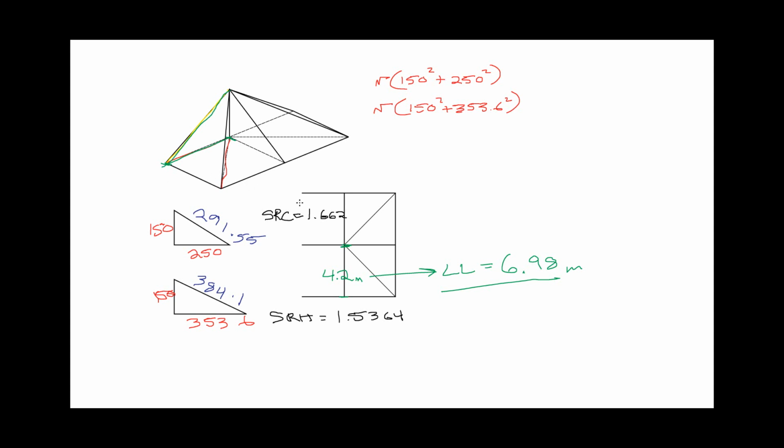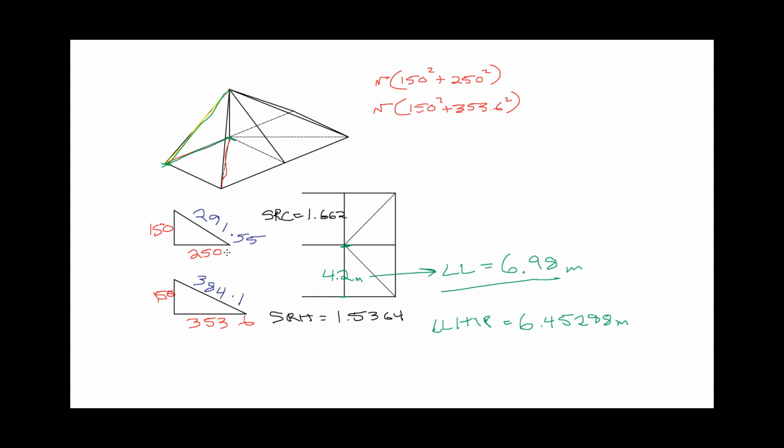Okay, great. Now we will use that same run of rafter, which is 4.2. We multiply that by slope ratio hip, 1.5364. And what do we get? This is for our hip, so we get a hip rafter line length equals 6.4528. So this is the line length of our hip rafter.